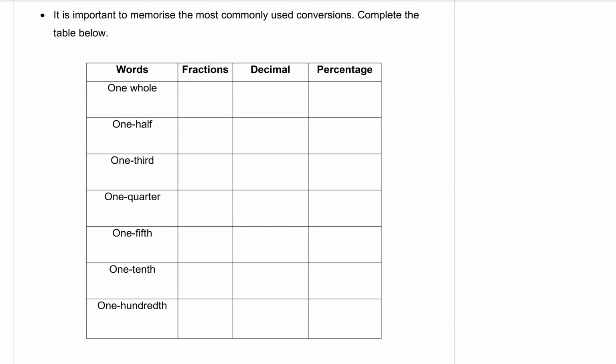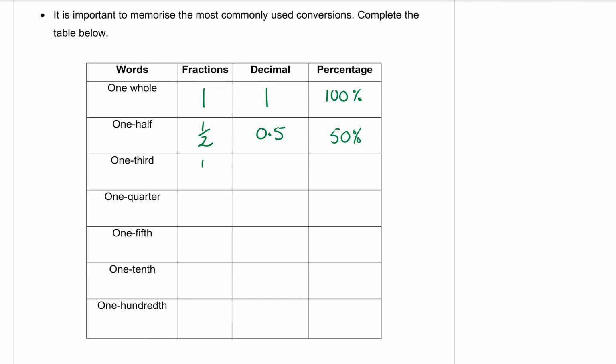So one whole is 1. As a decimal, that's still 1. And as a percentage, a whole is represented by 100%. 1/2 is written like that as a fraction. As a decimal, it's 0.5, and that would mean 50%.